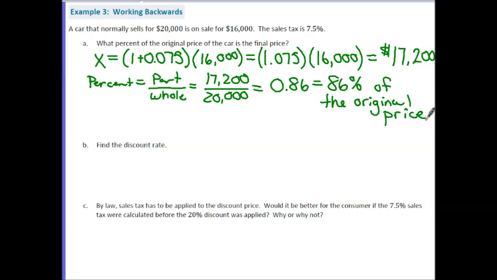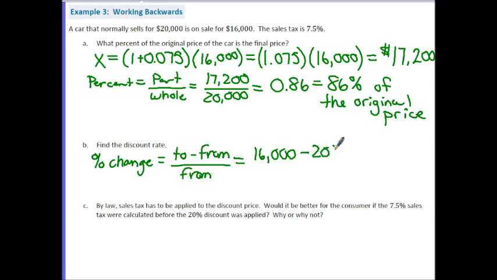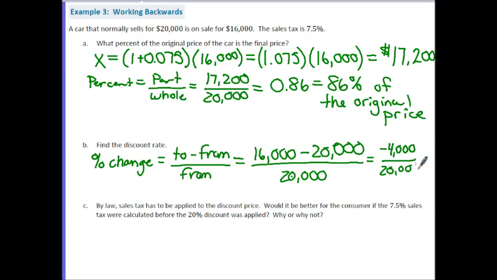For part B, I'm asked to find the discount rate. Now, what they're referring to is the sale price on the car. So we're only really focusing on $20,000 and $16,000. So again, if we're looking for the discount rate, we're looking for percent change, which we said is 2 minus from over from. So in this case, the car went to a price of $16,000 from $20,000. So when I subtract these two, I get negative 4,000 over 20,000. And this gives me negative 0.20, which is equal to 20% discount.